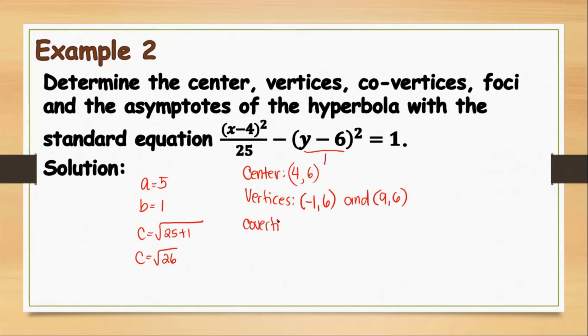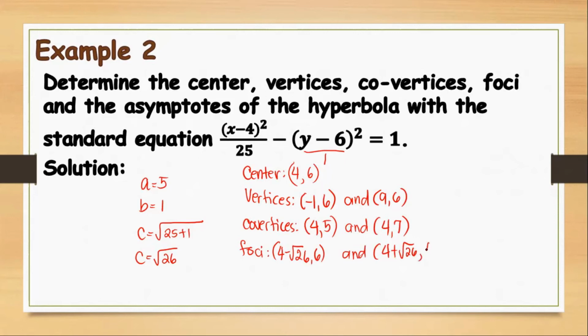Co-vertices. Our co-vertices will be at change on y. So we have b, 6 minus 1 is 5, so 4, 5. And 4, 6 plus 1 is 7. Next is the foci. So our foci will be change in x also. So that's 4 minus square root of 26, 6. And 4 plus square root of 26, 6. That will be the value for the foci.